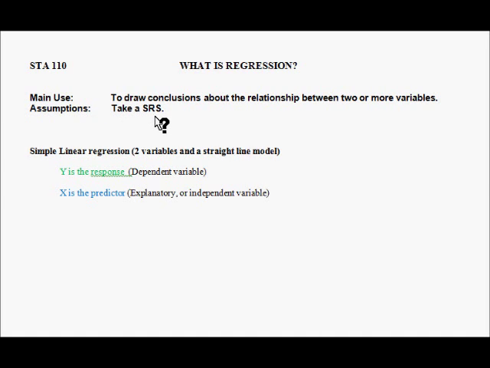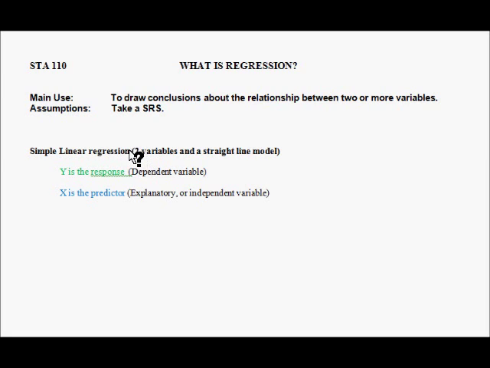Assumptions, again, the only assumption we're making here is that we've got a random sample. Actually, it's not quite that strong. We assume that each observation is independent of one another, but random sample covers that. And we're going to start off with simple. The simplest type of regression is called simple linear regression.